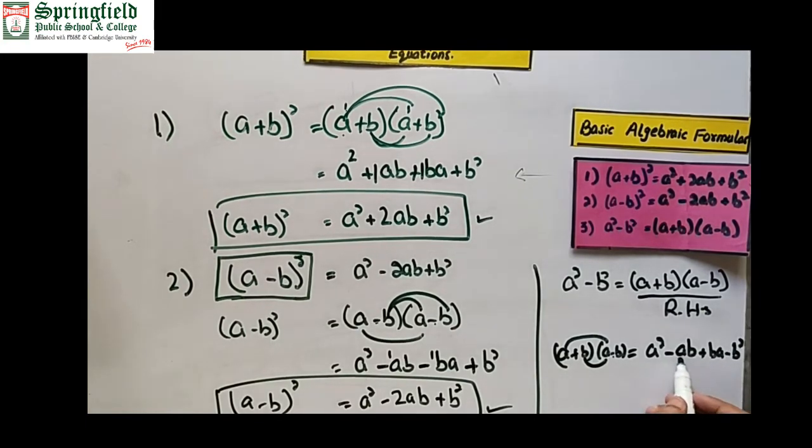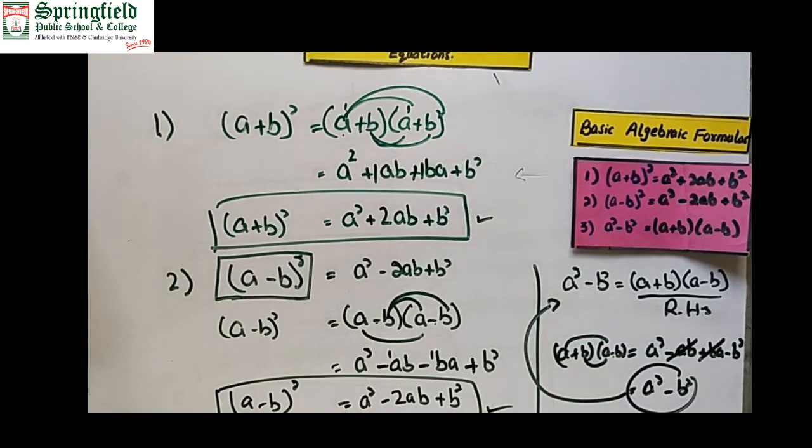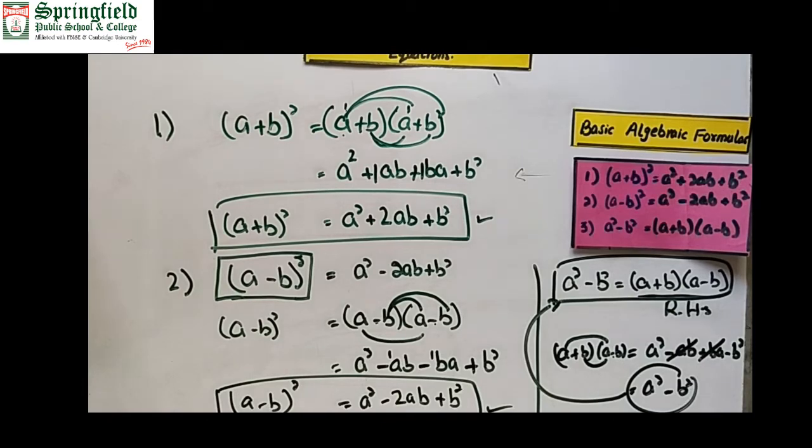Look here, minus ab plus ab, they will cancel. So just a square minus b square is left, and this is the left hand side. So it's proved that the left hand side is equal to the right hand side. So it means a square minus b square is equal to the product of (a plus b) into (a minus b). Understood, beta? Okay. Now after this, come to the second point. The second point of this assignment is factorization.